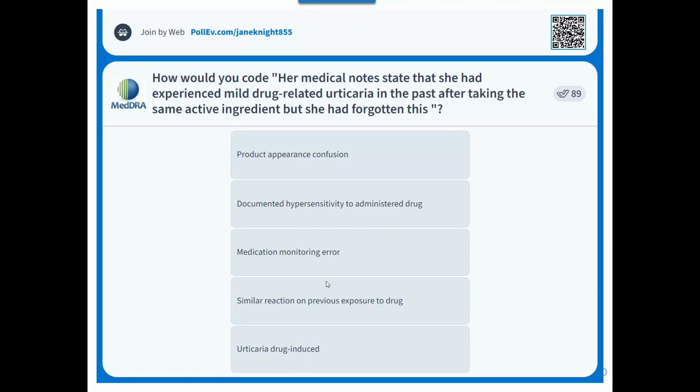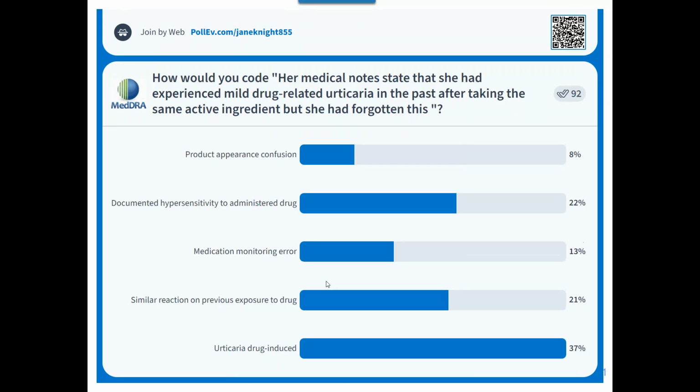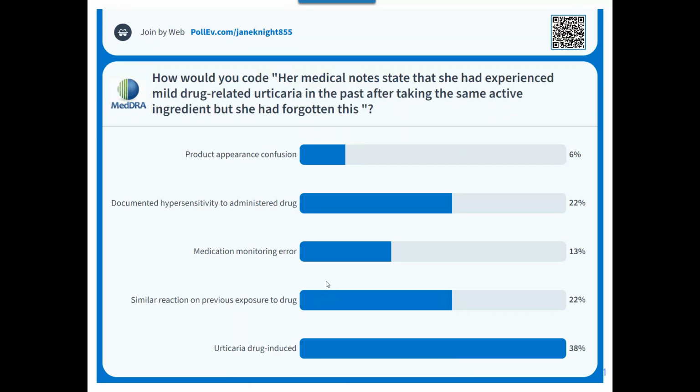Has everybody had a chance? Let's see. You can carry on voting. It's still open. Urticaria drug induced. Yeah, absolutely. I hope you all chose that one because we know that that's part of our medical history. But what about the others? We're split, aren't we? We have a difference of opinion there.